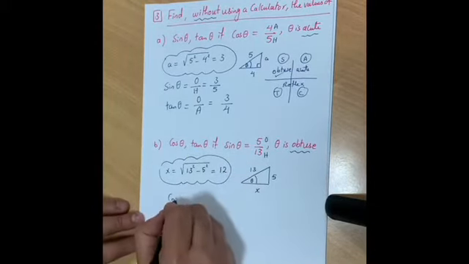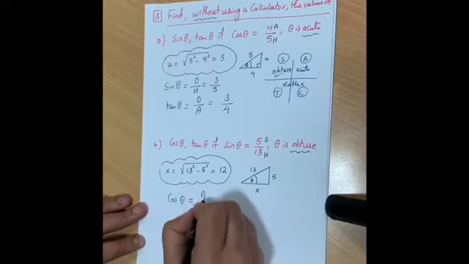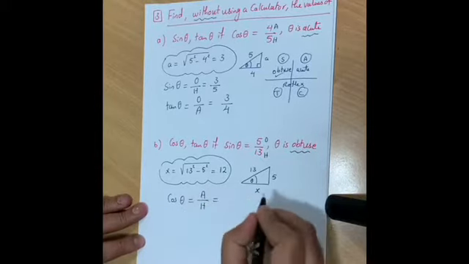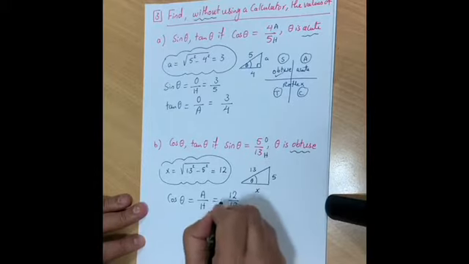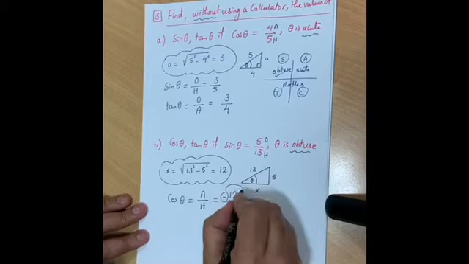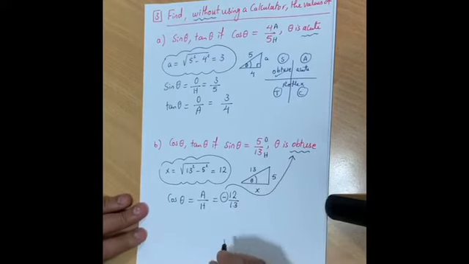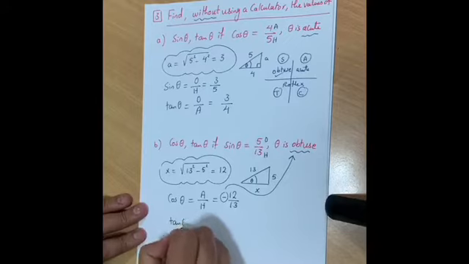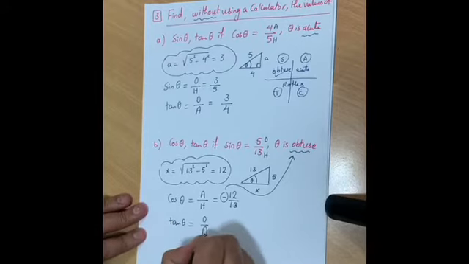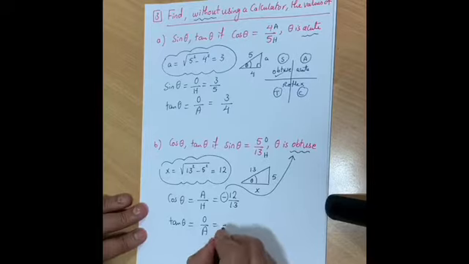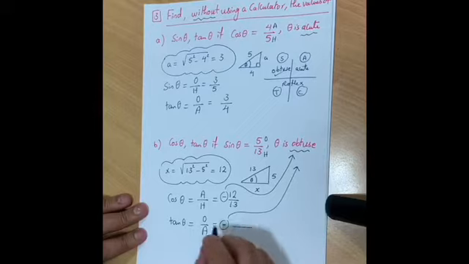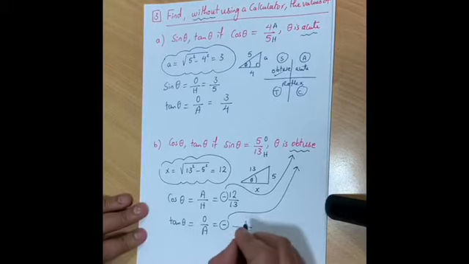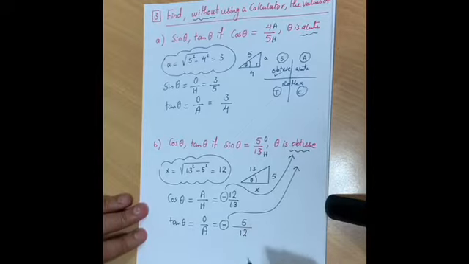So cosine theta is equal to A over H. Adjacent is 12, so 12 over 13. But you have to give a negative sign, because of the obtuse angle. What about tan theta? Tan theta is opposite over adjacent, and it's negative. Why is it negative? Because of the obtuse angle. So what's the ratio? It's opposite over adjacent. Opposite is 5 and adjacent is 12.